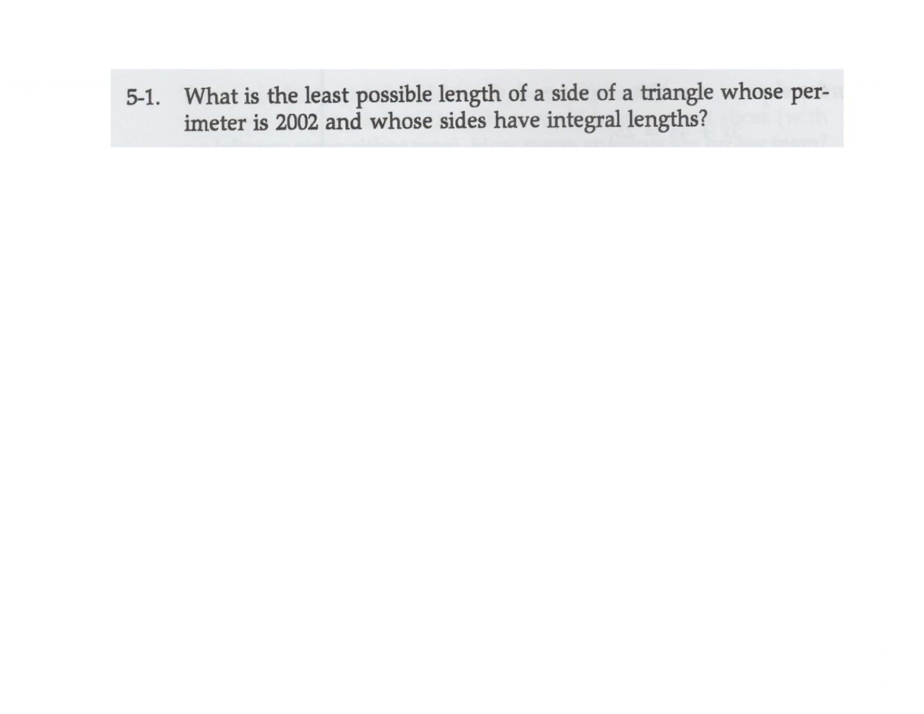What is the least possible length of a side of a triangle whose perimeter is 2002 and whose sides have integral lengths? Well, since it's question number 1, it's probably going to be pretty straightforward. They're saying you've got some triangle, and what is the minimum? Well, let's see if the minimum could be 1, because they're integers, so the minimum integer obviously is 1.